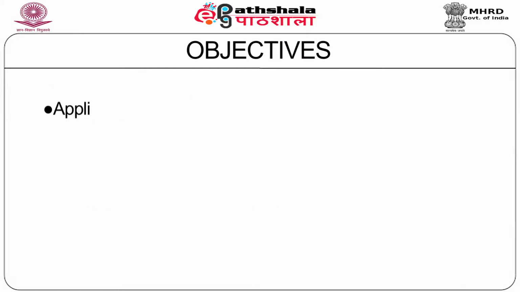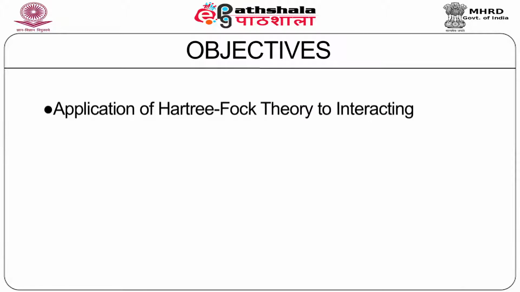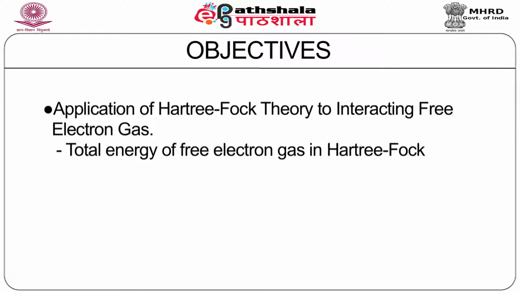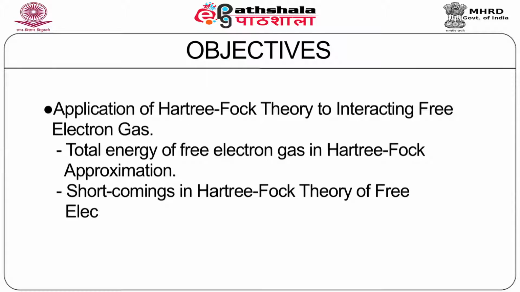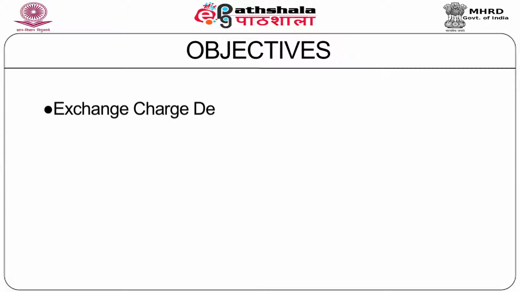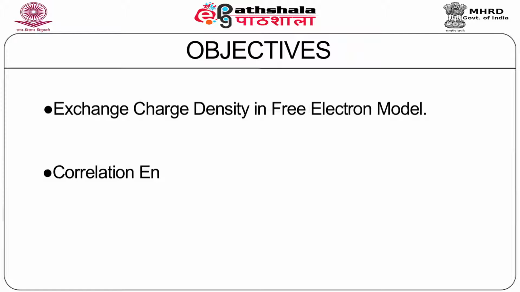Following this, we'll discuss the application of Hartree-Fock theory to the interacting free electron gas. We'll derive again, within the Hartree-Fock approximation, the total energy of the free electron gas. We will discuss the shortcomings in Hartree-Fock theory of free electron gas. We'll then discuss the exchange charge density in the free electron model. And finally, we'll introduce the concept of correlation energy.